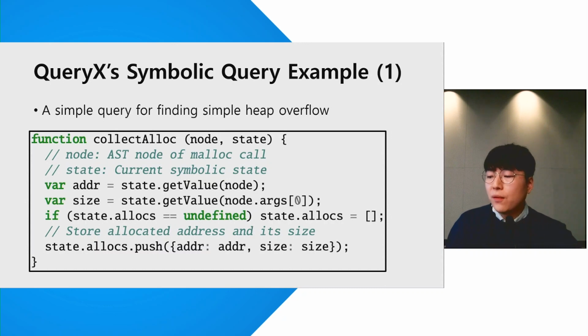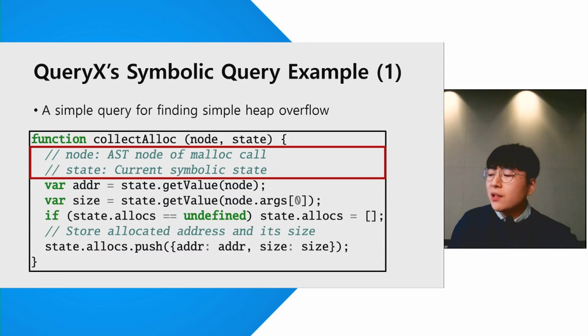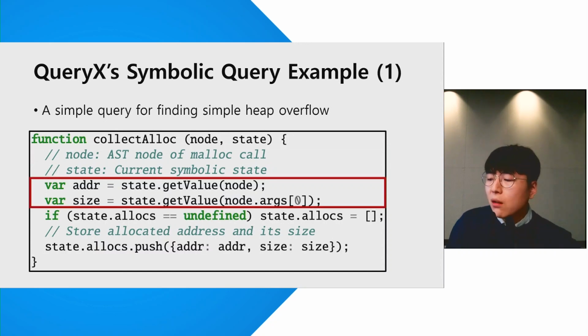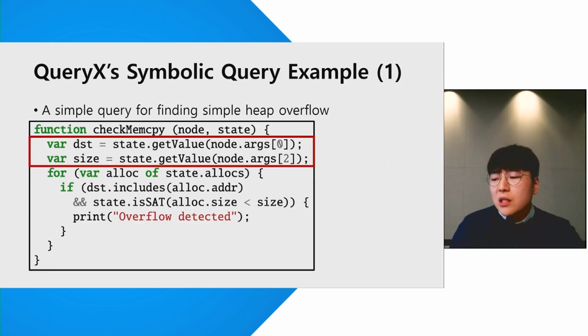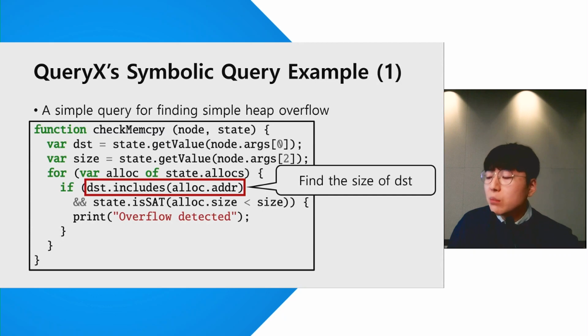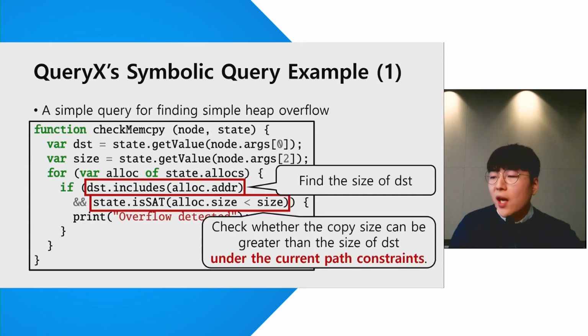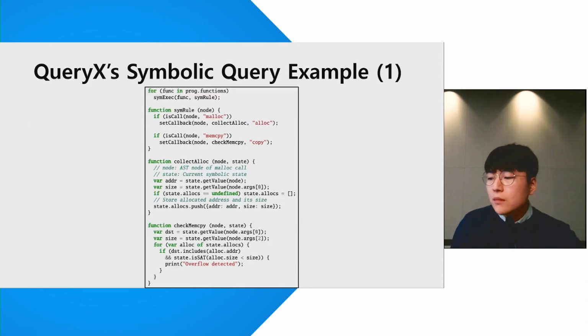And here is the detail of the collect_malloc function. Collect_malloc and other callback functions take the target AST and the current symbolic state as arguments. By calling the get_value method of the current symbolic state, it can get the symbolic value of the corresponding AST node. So in this example, it gets the allocated addresses and each size. After that, it pushes the allocated addresses and the sizes to the current symbolic state. Similar to collect_malloc, the check_memcpy function first gets the destination buffer address and the copy size of memcpy function calls. It iterates over the allocated addresses in the current symbolic state and finds the destination buffer size. It then checks whether the copy size can be greater than the destination buffer size under the current path constraints using Z3. So finally, we can get the following query for a simple heap overflow.